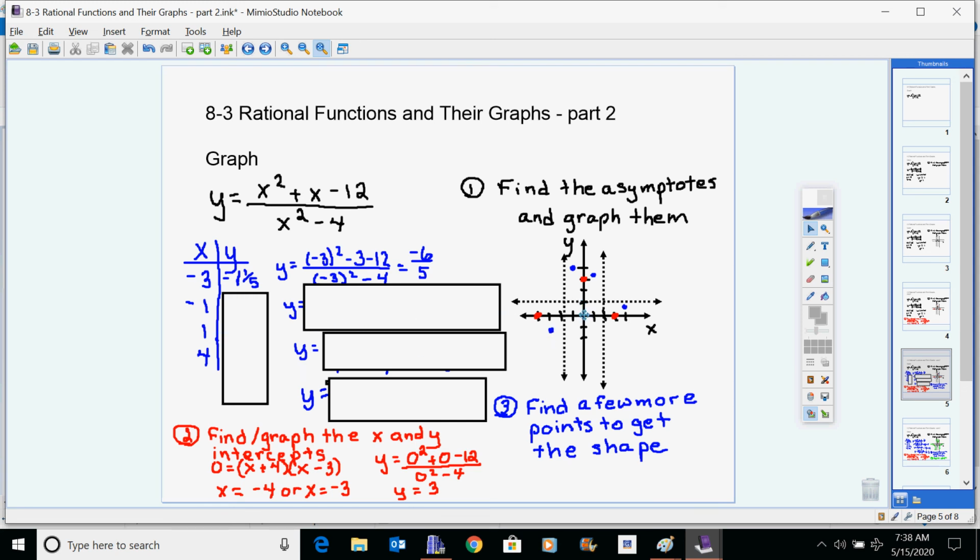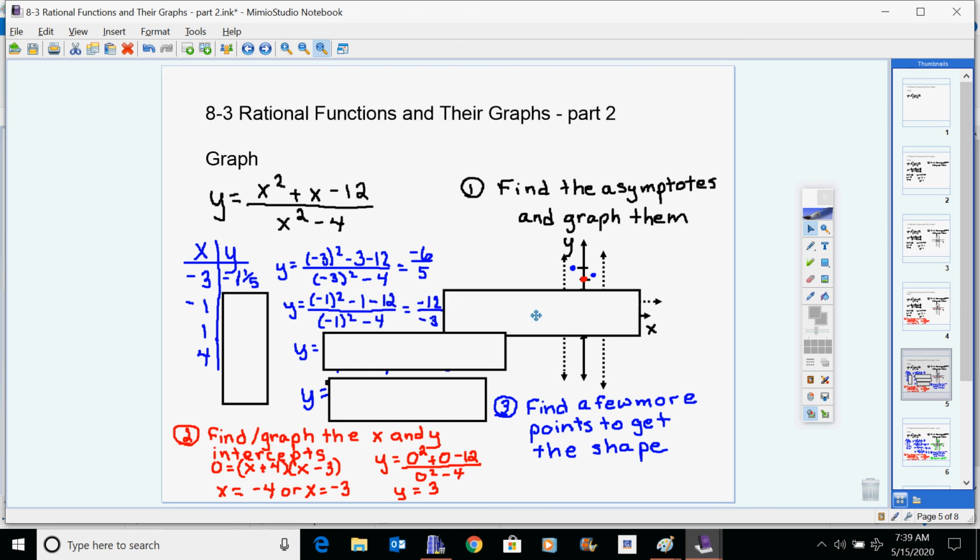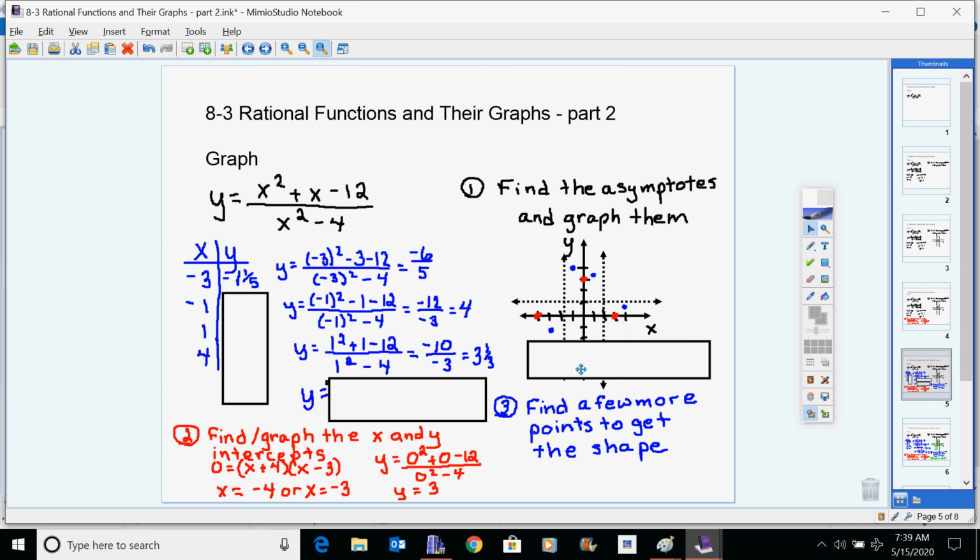If I look at 0, because 0 is part of my y-intercept, (0, 3), and then I pick a number to the left and to the right of it, I can kind of tell what's happening. So if I pick -1, I get a 4, and if I pick +1, I get 3 1/3. Now the thing that's good about this is it shows that it's going to be looping up here this way rather than looping down through this.